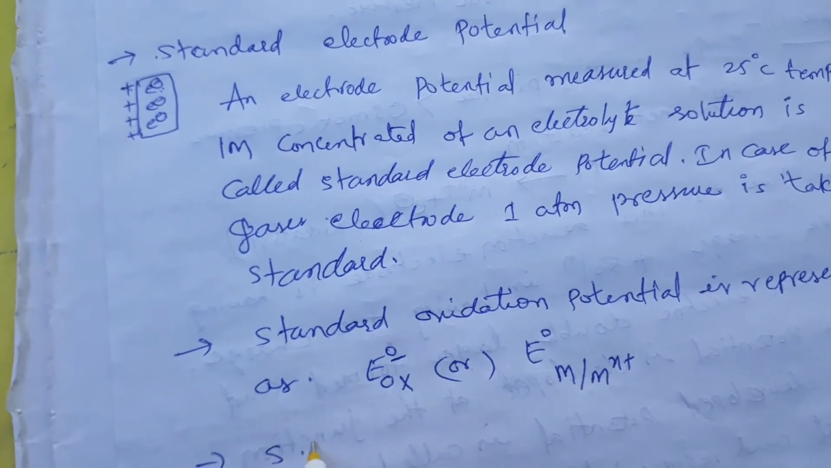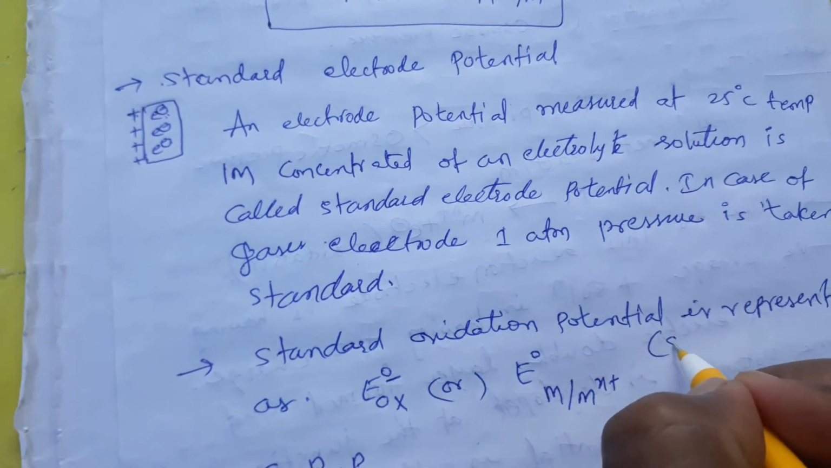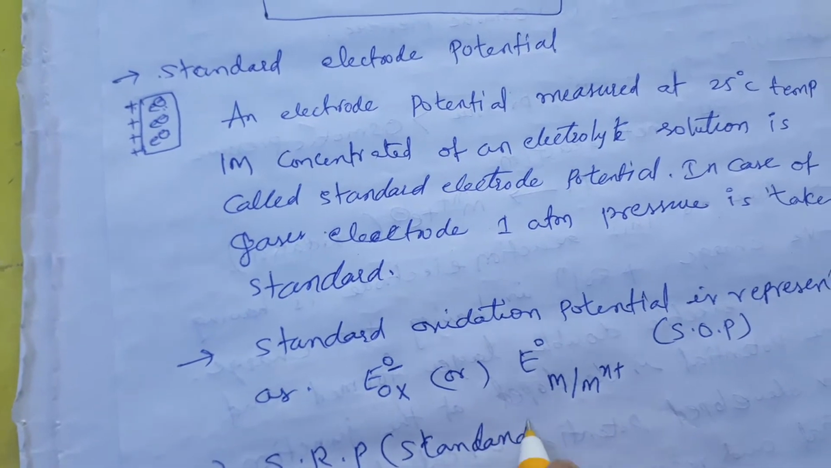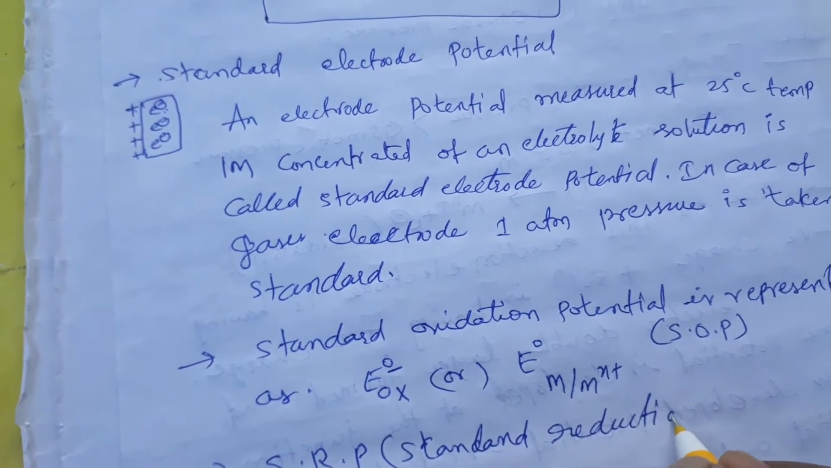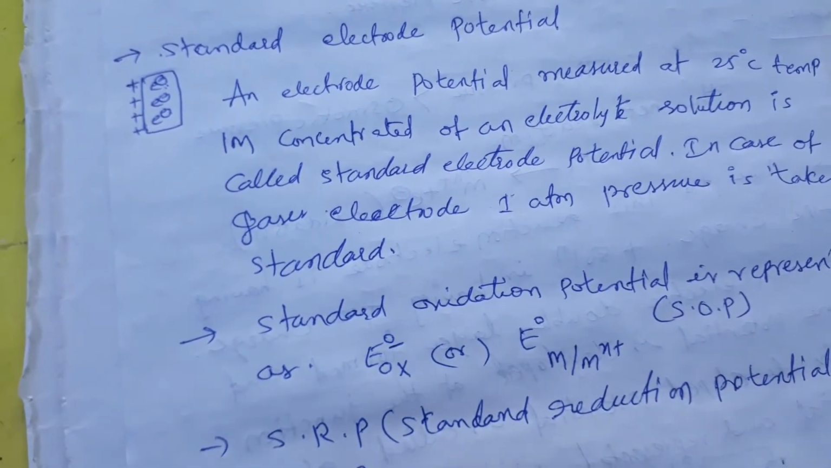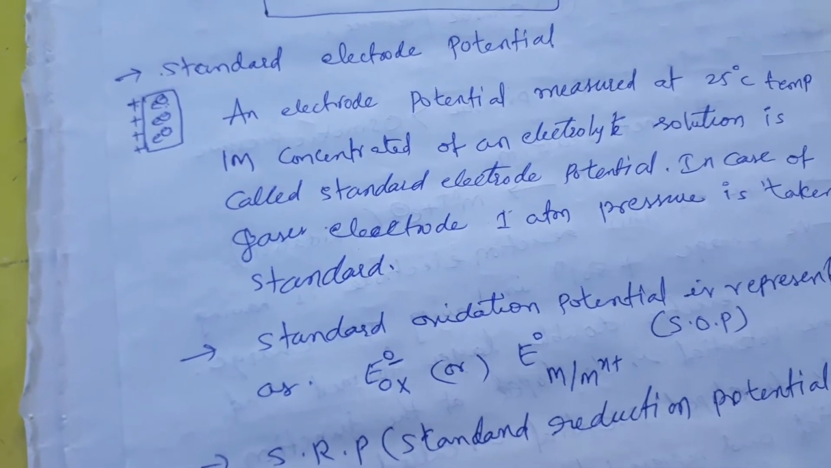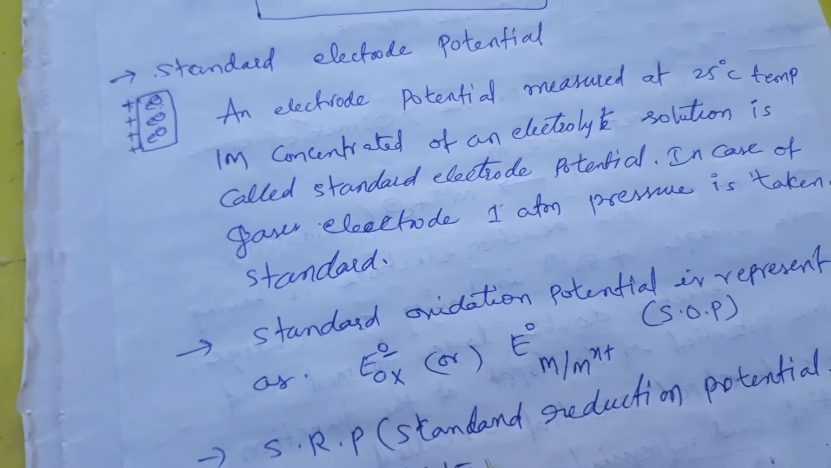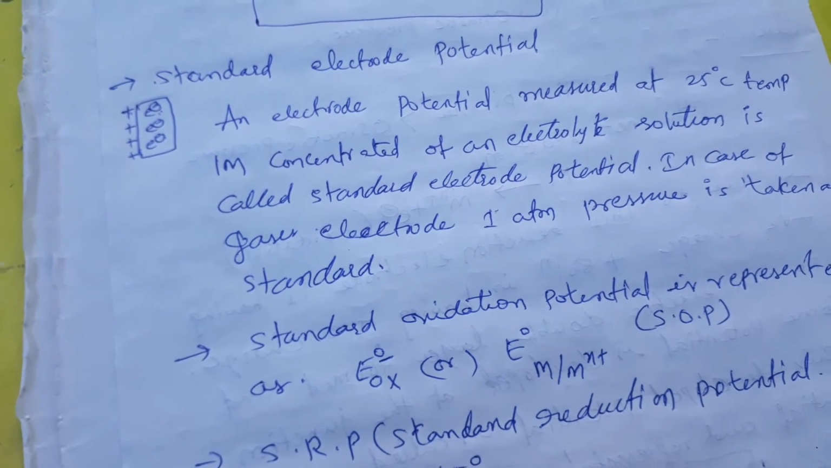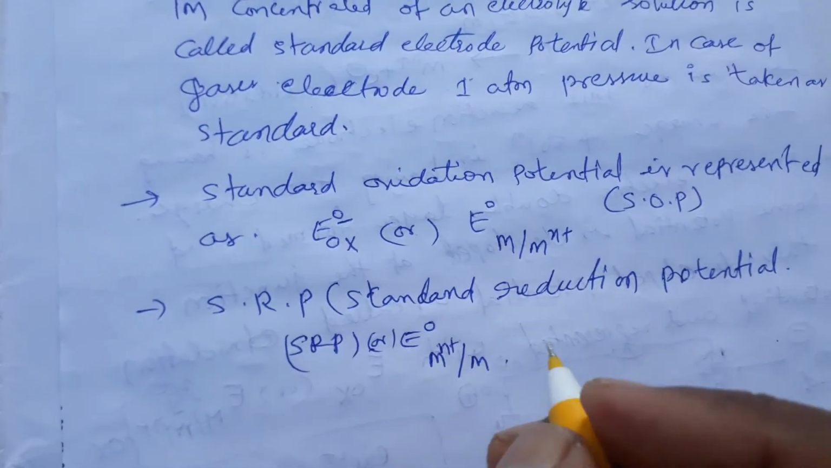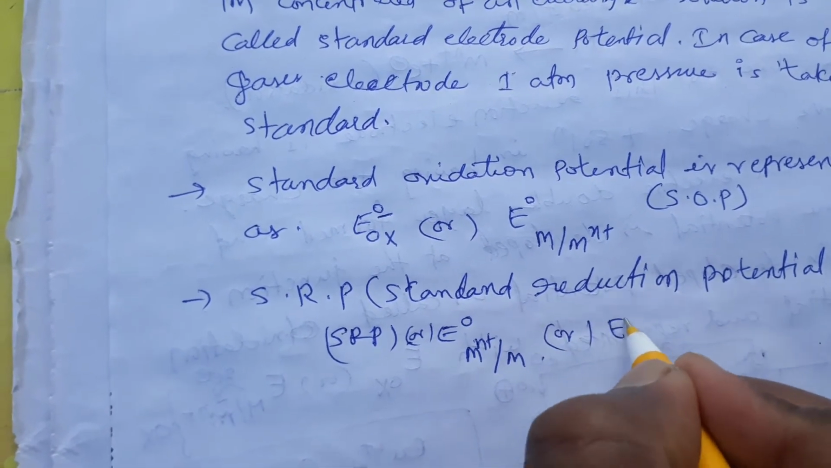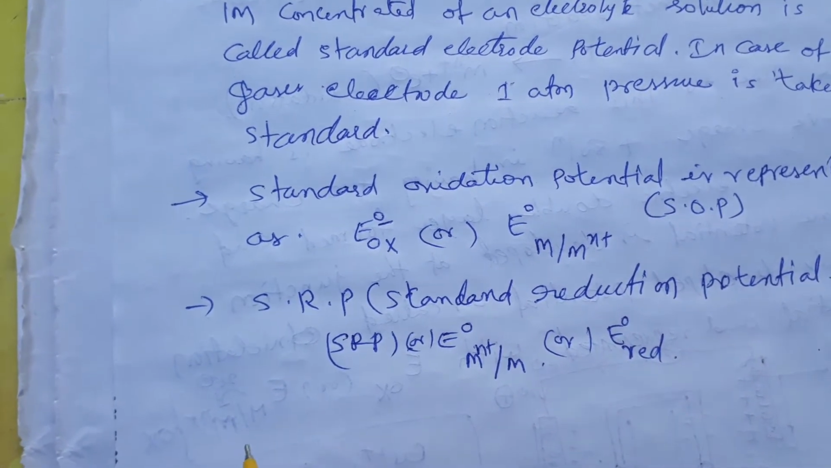So standard reduction potential, I am writing here SRP, standard reduction potential. That is also E naught. What is happening here? Reduction, that means some metal ion will be there and it is going to be metal, that means gaining of electrons. Gaining of electrons will take place, it is converting into metal, or we can write E naught of red, meaning reduction.